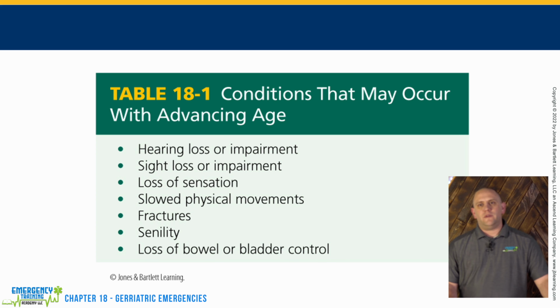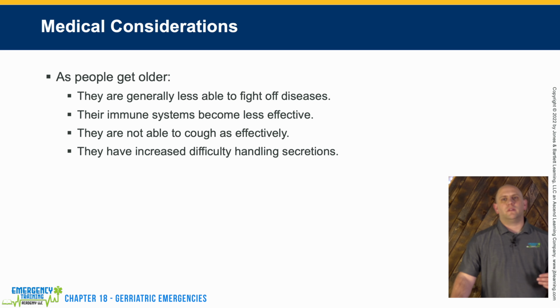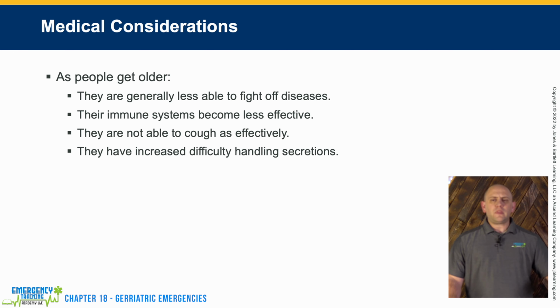Here is a table from the book, just looking at some of the common conditions that may occur with advanced age. As people get older and their body continually declines and we have this aging process, we will notice that they are less able to fight disease. Their immune system becomes less effective. And so we have a lot more medical considerations that we need to pay attention to.